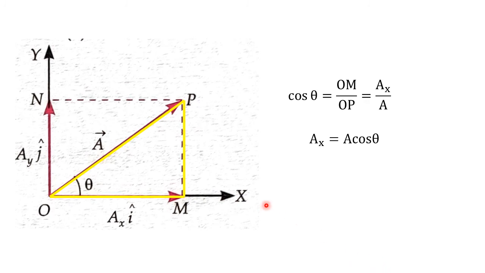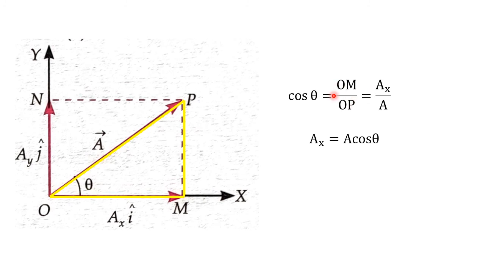We can also write this as a vector. To write this according to trigonometric properties, let us consider the triangle OMP. In this triangle, let us consider this angle theta. Now what will be your cos theta? Cos theta is the ratio of the adjacent side OM divided by the hypotenuse OP.